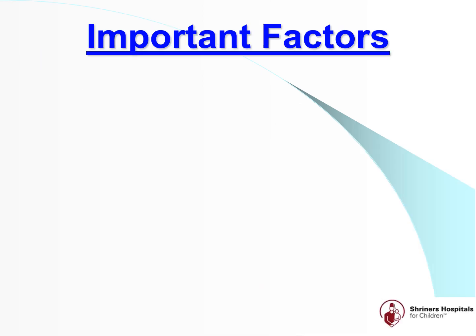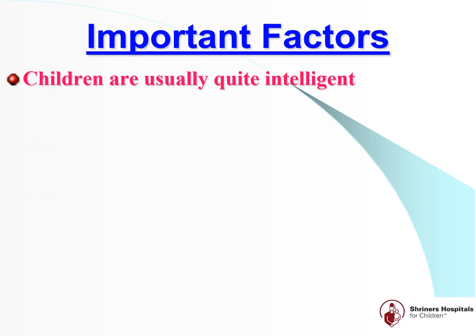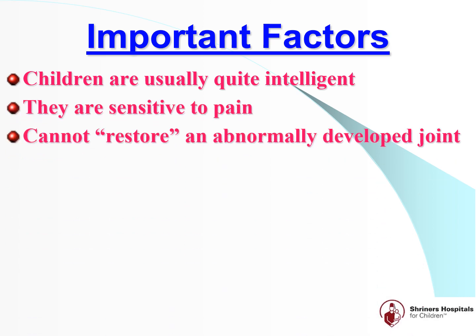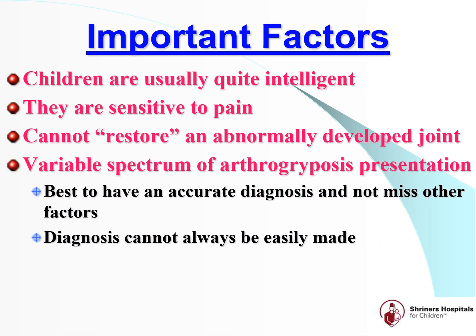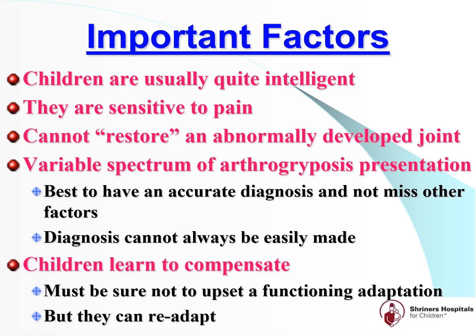A number of important points to keep in mind when treating children with arthrogryposis. The children are usually quite intelligent and understand what is happening to them with treatment. They are also sensitive to pain. It is not possible to make an abnormal joint fully normal. There is a variable presentation of arthrogryposis with different diagnoses. It is helpful to have an accurate underlying diagnosis, but that is not always possible. Children also learn to compensate, and we do not want to upset a working adaptation unless we can put a joint in a more functional position where the children can learn to readapt to it.